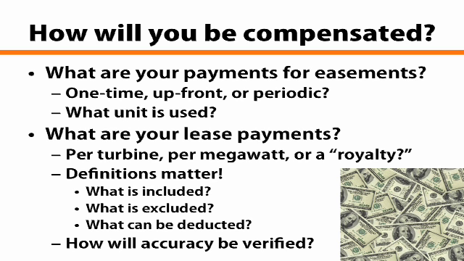Understand if that's going to be per turbine or per megawatt. If it's per turbine, then 1 turbine, 2 turbines, 3 turbines equals 1 payment, 2 payments, 3 payments. If it's per megawatt, it's 2.3 megawatts plus 2.3 megawatts plus 2.3 megawatts. That's different. Understand those denominations.